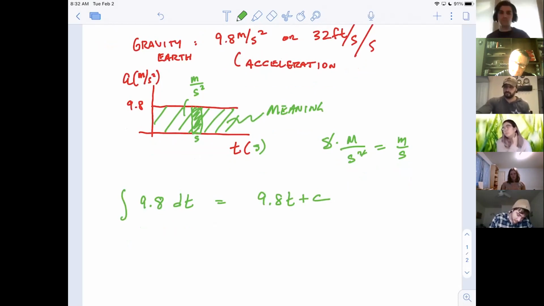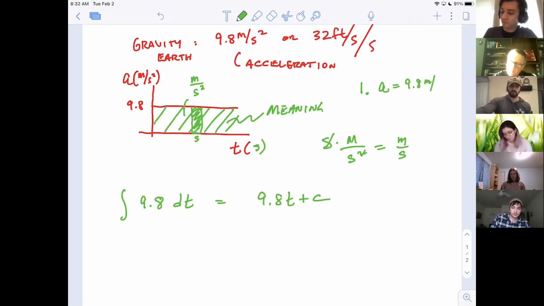So we have our first equation, that acceleration is equal to 9.8 meters per second squared. That's an equation. And it's kind of cool that it has no variable. In other words, it doesn't matter what time it is, that's the acceleration. That's why there's no t in it.